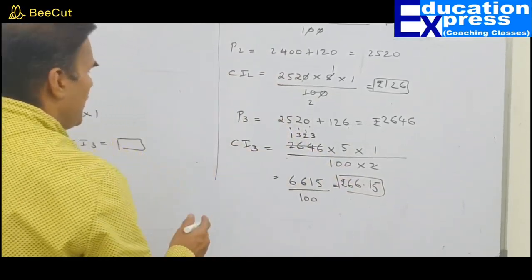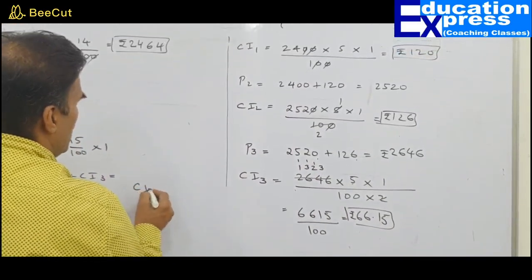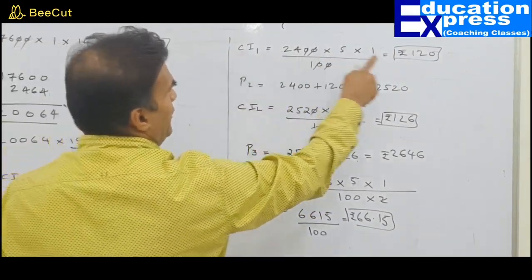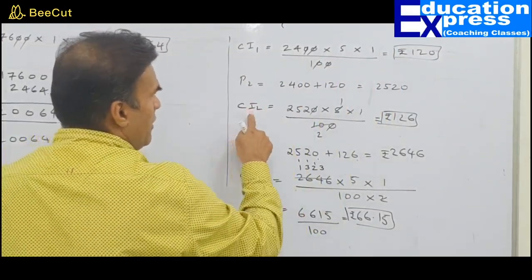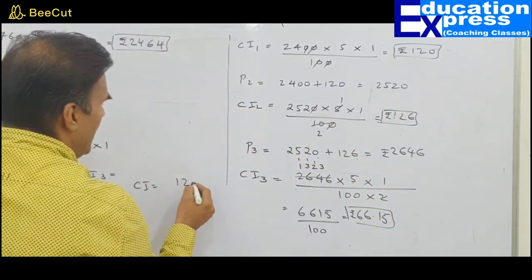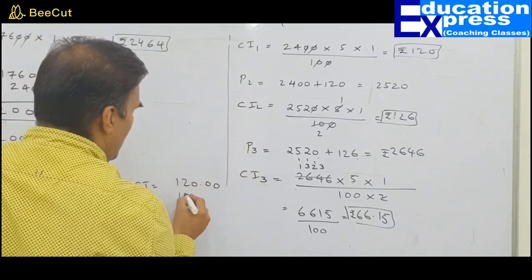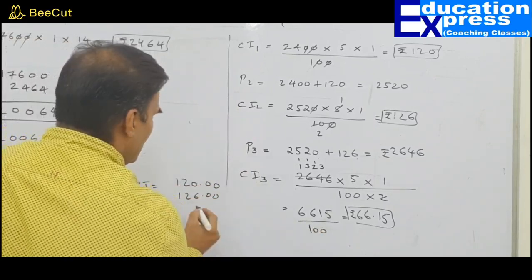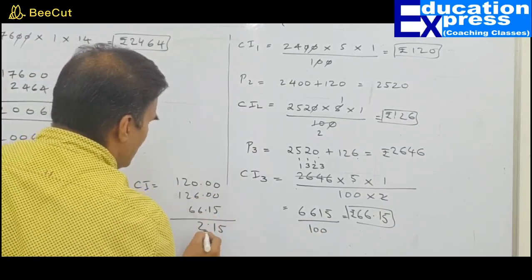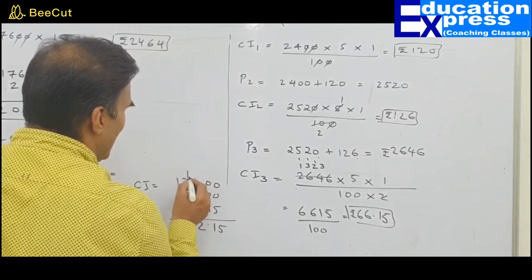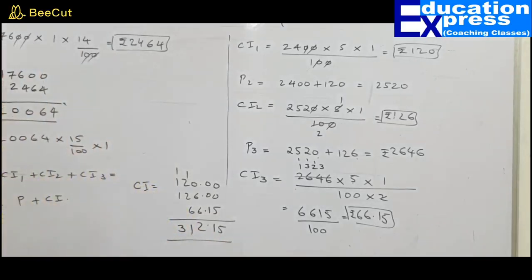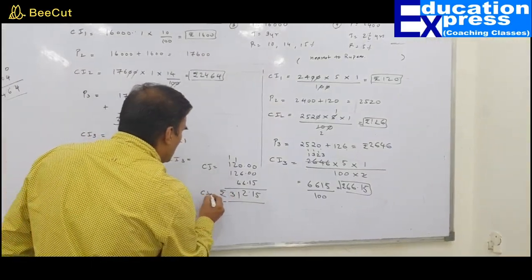So how much is the total interest that I have earned during the years? The total interest is the interest earned in the first year, second year and third year. That is why I have kept compound interest in the block, principal not in the block. So you can pick up all the compound interest blocks: 120, 126, 66.15. The total is 312.15 rupees, which is the compound interest.